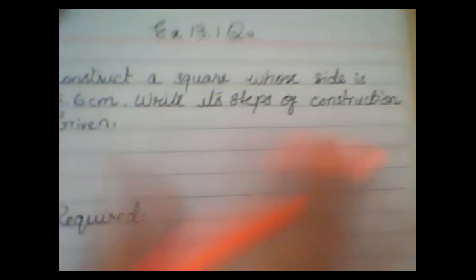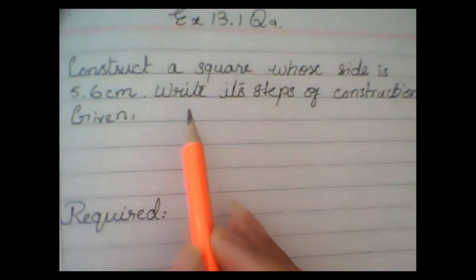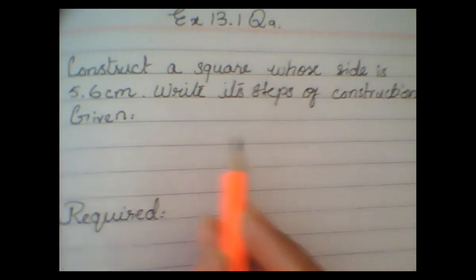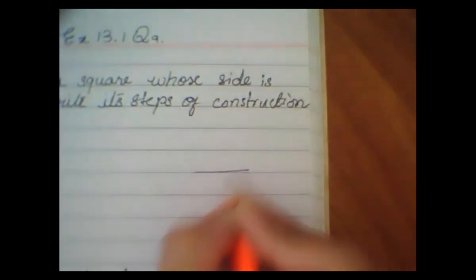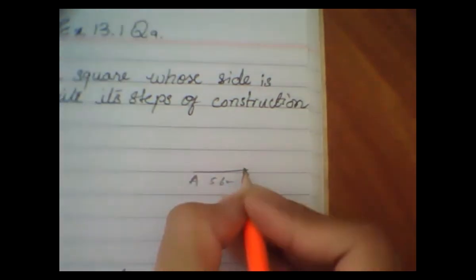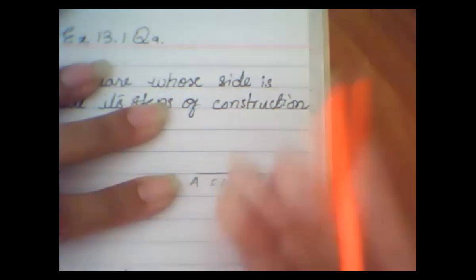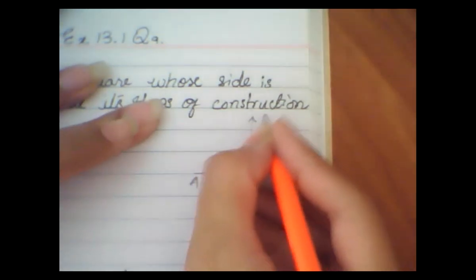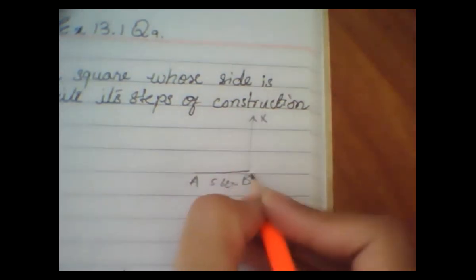We know that for a square, if only one side is given, it doesn't matter, because a square has all four sides equal. How can we make a rough sketch of it? If I am taking ABCD, then AB is equal to 5.6 centimeter. I have to draw a line segment of 5.6 here, then draw a perpendicular BX on AB.